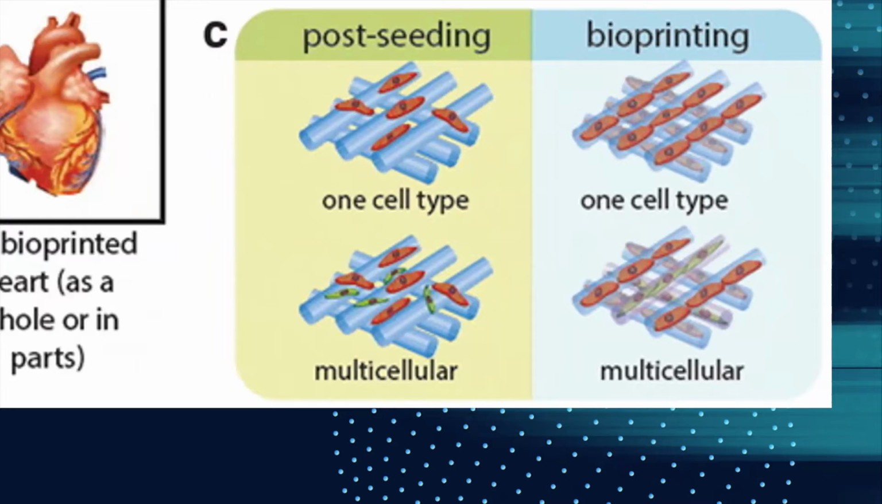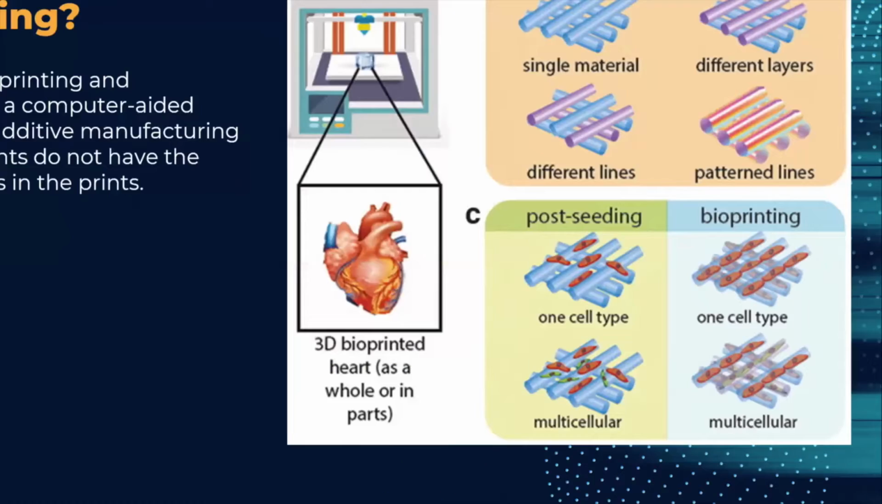We have post-seeding, which is basically adding cells on top of the printed layers that we've created, and bioprinting. So for post-seeding, we can use either just one cell type or different cells, which makes it multicellular. And then we also have bioprinting, which is basically printing with the cells. So as you can see, the cells are running with the print. And again, we can use that with one cell type or with different cell types, making that multicellular.